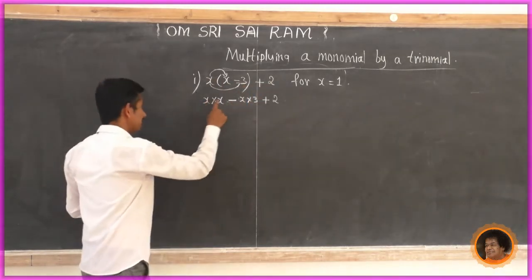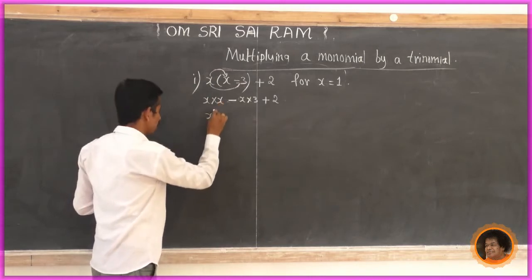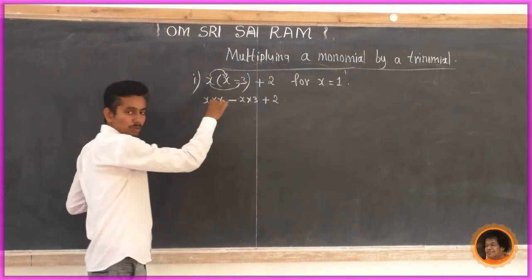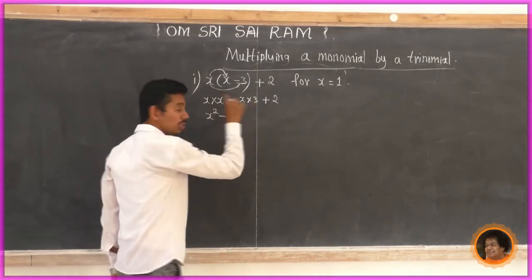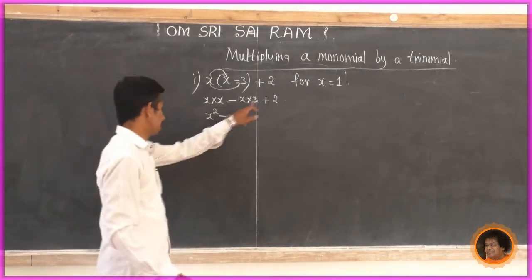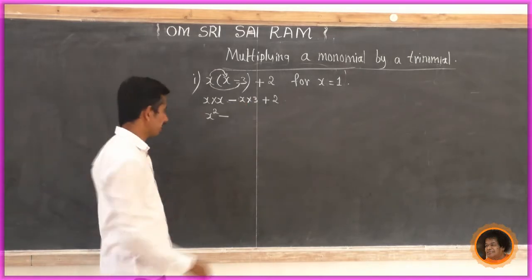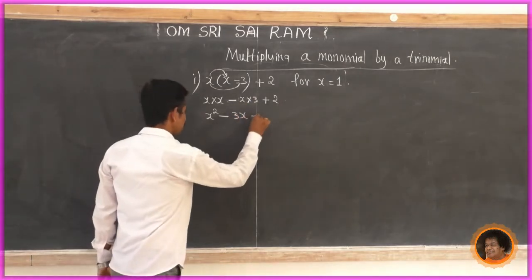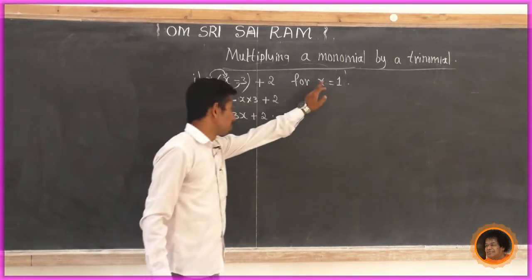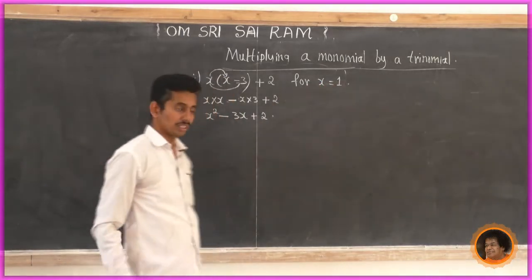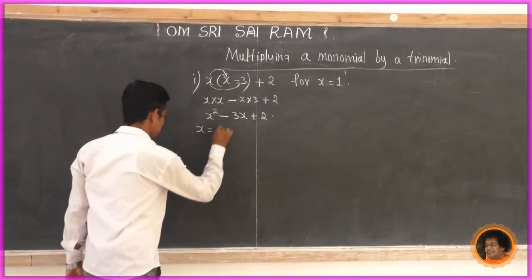After that, x into x becomes x squared, because x to the power 1 and x to the power 1, 1 plus 1 is 2, so x to the power 2. Minus 3 into x: 3 is a constant, x is a variable, so 3 into x is 3x, then plus 2. Now, what is given? The value of x equal to 1.